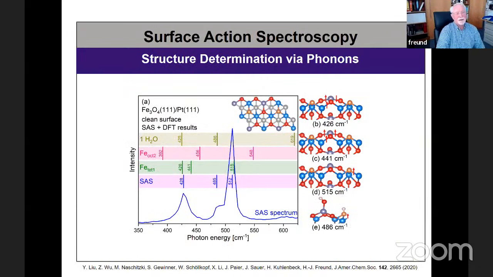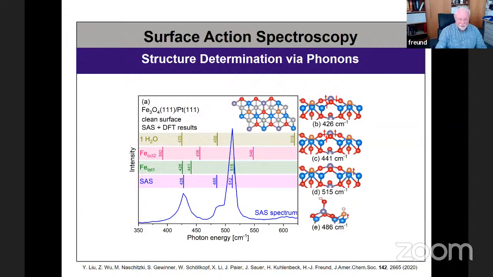And again, with the help of theory, we can calculate for the various terminations the expected spectra. And what you see is the only one that fits well is the tetrahedral termination. So it is the tetrahedral termination that is the most stable one for Fe3O4(111). And that comes from a single experiment with this surface action spectroscopy.